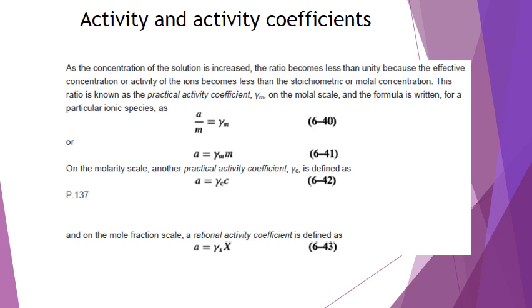Okay, so we have different expressions for the activity coefficient depending on what kind of concentration expression we are dealing with. If we have the molal concentration, the activity equals gamma m multiplied by the molal concentration, m. If we have molarity as the concentration expression, we have another practical activity coefficient, which is gamma c. So a equals gamma c multiplied by c, the concentration on the molar scale. And if we have the mole fraction scale, we get a rational activity coefficient, and a equals gamma x multiplied by x, which is the mole fraction in this case.